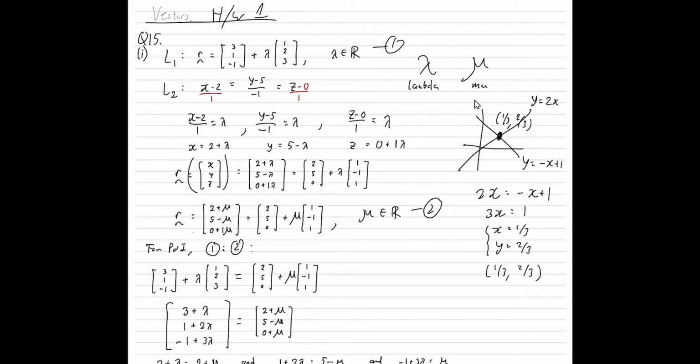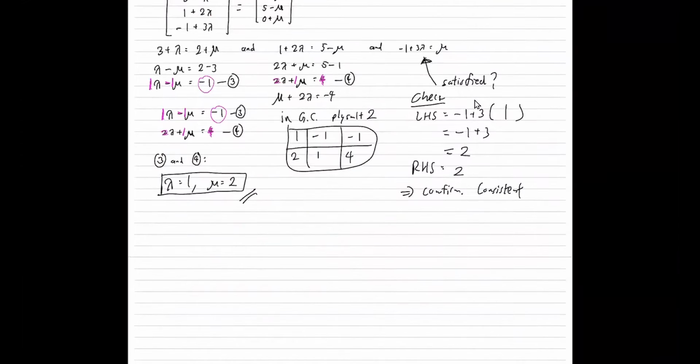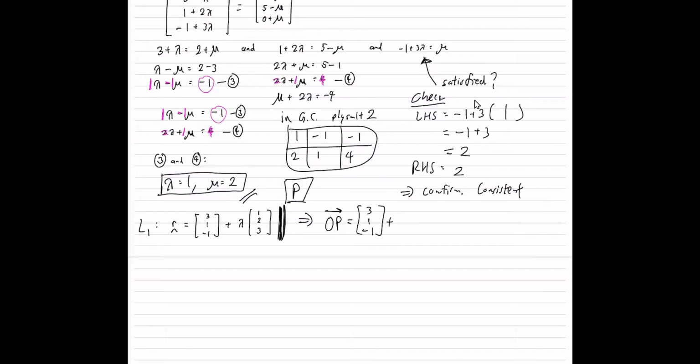So let me show you for equation 1. This is L1. Okay, L1 here, I solved for lambda equals 1. So that means, let's just call this point P, the point of intersection. So vector OP would be equal to (3, 1, -1) add on lambda, which is 1, times (1, 2, 3). What do I get? 3 plus 1, which is 4. 1 plus 1 times 2, which is 3. -1 plus 1 times 3, which is -1 plus 3, so it's a 2. There you go. P is (4, 3, 2). Okay.